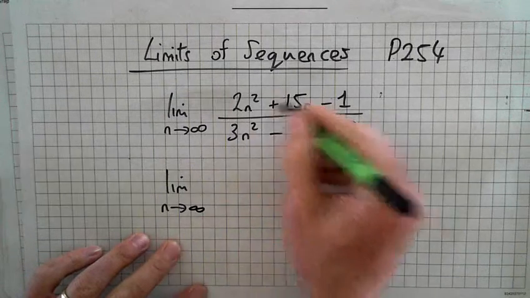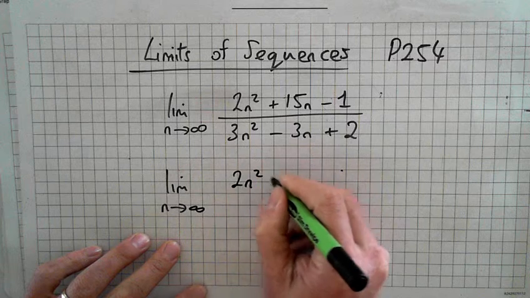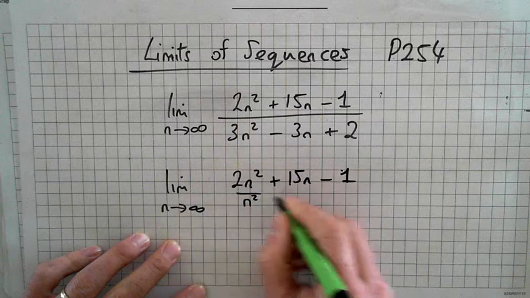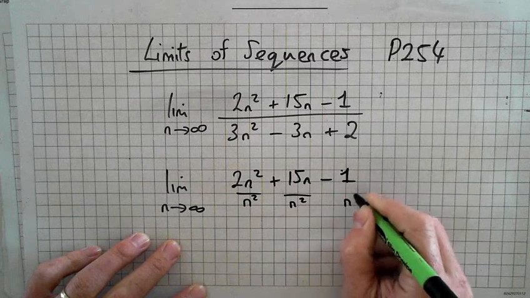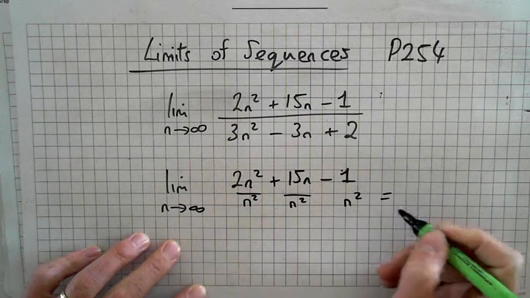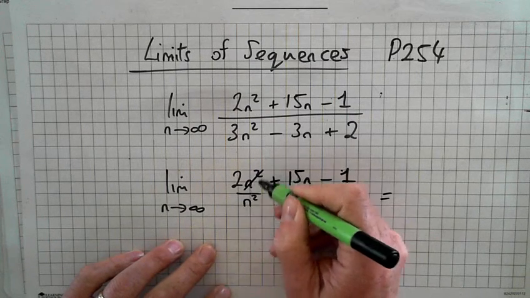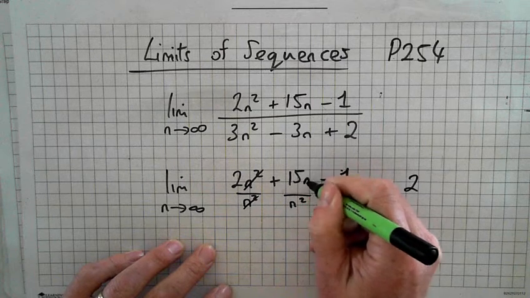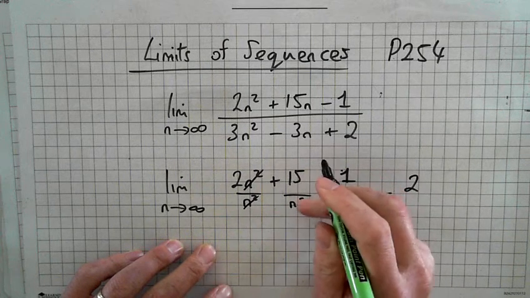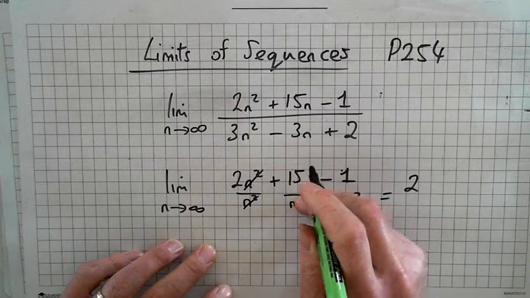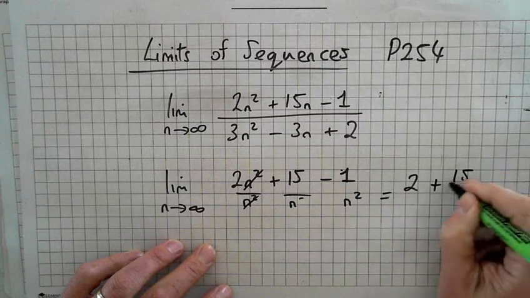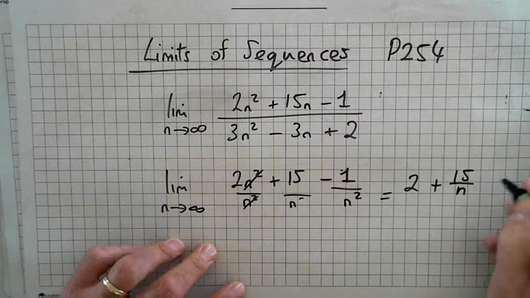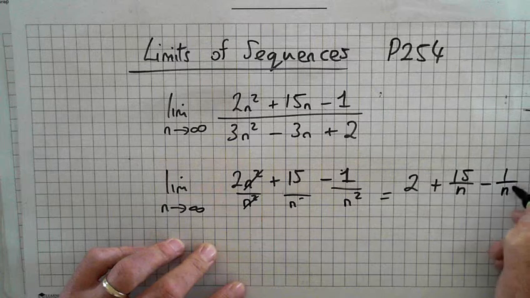Right, so we start off by dividing across the top by the highest power. So I divide across by n squared. And if you do that, first of all, what's n squared divided by n squared? You get 2. Now you've got 15n, so you cancel an n and you cancel an n down here, and you get 15 over n. Over here you've got minus 1 divided by n squared, minus 1 over n squared.